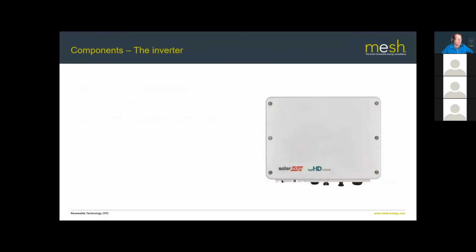Okay, so the next bit we're going to talk about is the inverter. So we've talked about the panel, and we're now going down to the inverter. If you can remember back, this is the box that turns the DC electricity that you're getting out of your panel into the AC electricity that you can use around your house.